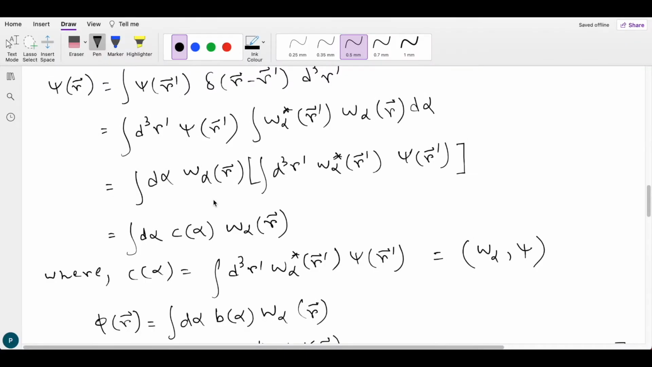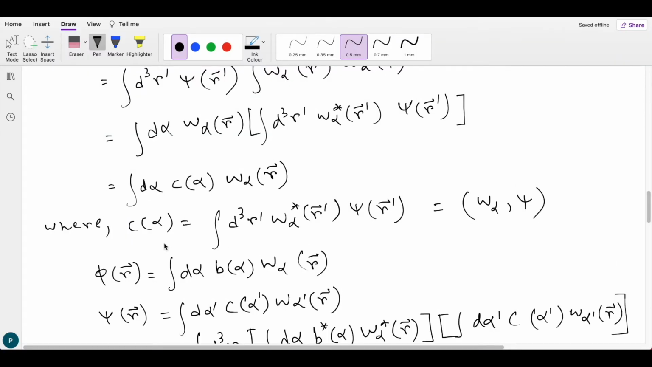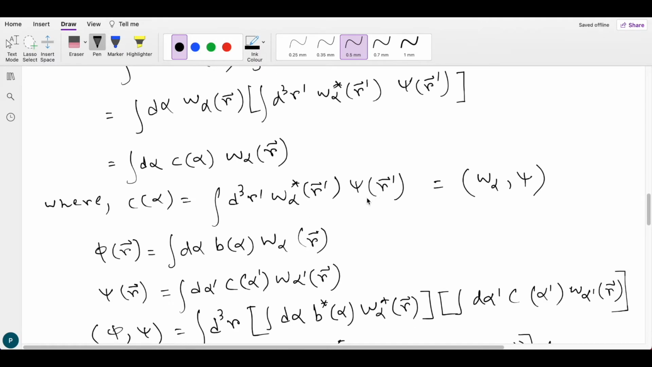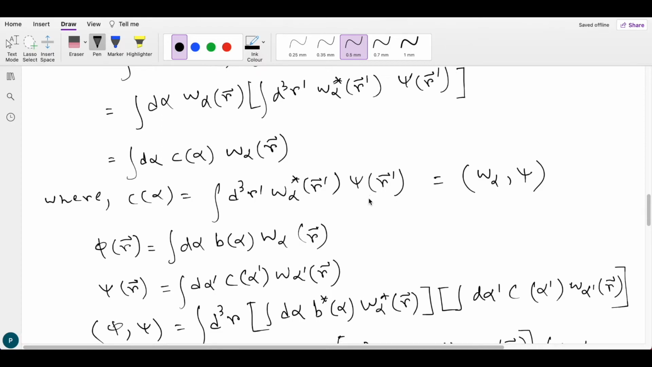So psi can be written as the integration of d alpha C alpha W alpha(r), where C alpha is the term inside this square bracket, which is nothing but the scalar product of W alpha with the wave function psi.